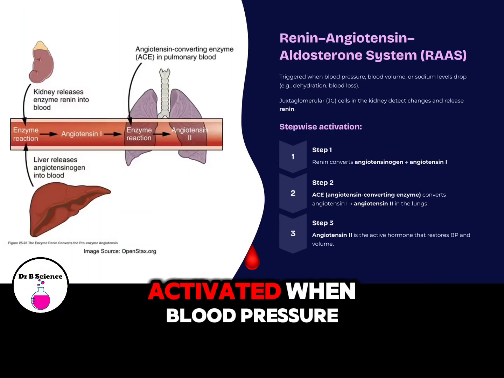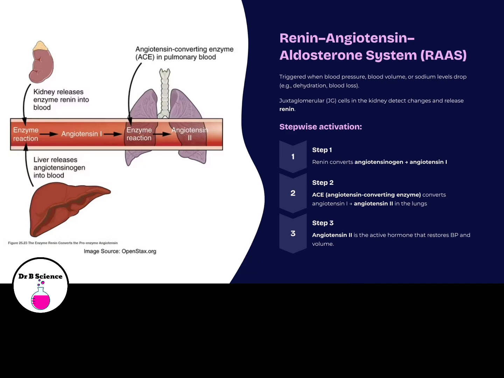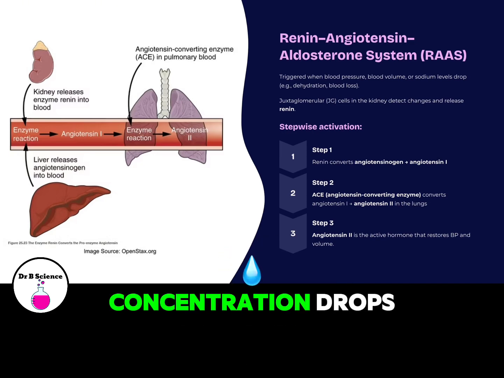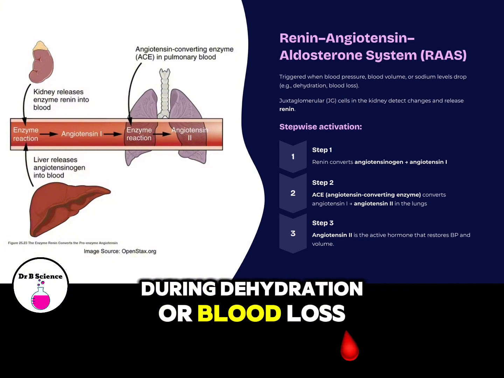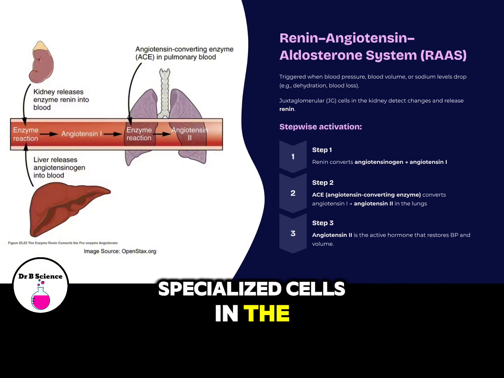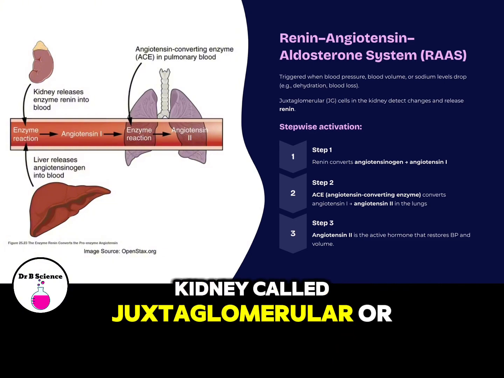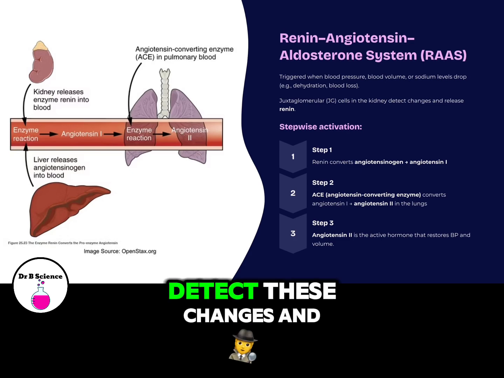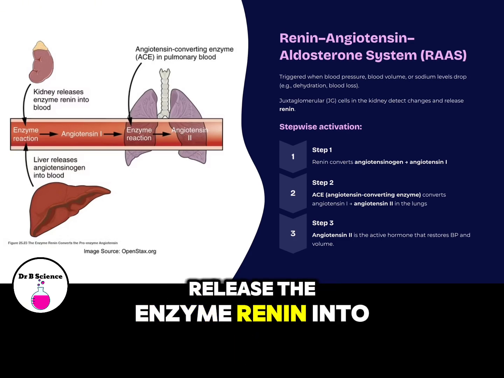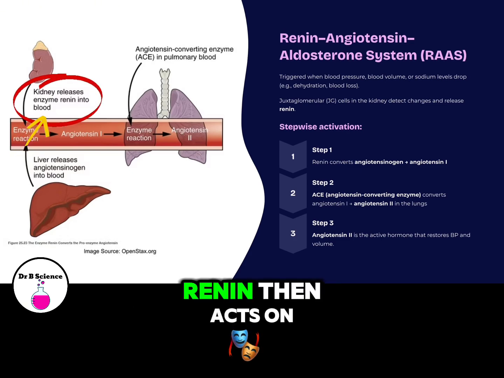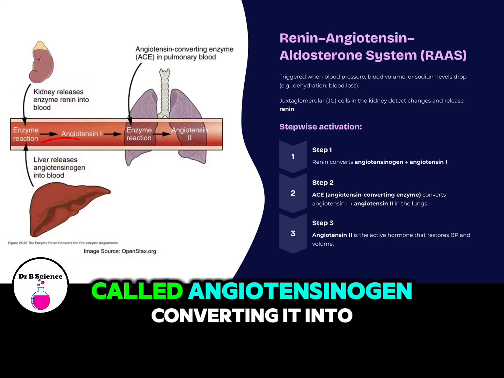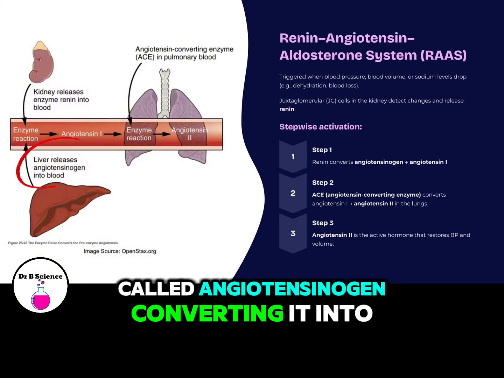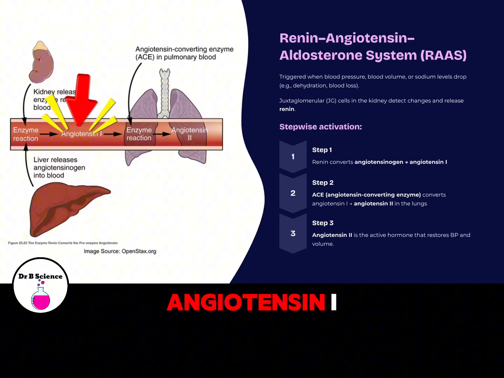The renin-angiotensin-aldosterone system is activated when blood pressure, blood volume, or sodium concentration drops. This can happen, for example, during dehydration or blood loss. Specialized cells in the kidney, called juxtaglomerular or JG cells, detect these changes and release the enzyme renin into the bloodstream. Renin then acts on a plasma protein produced by the liver called angiotensinogen, converting it into angiotensin 1.